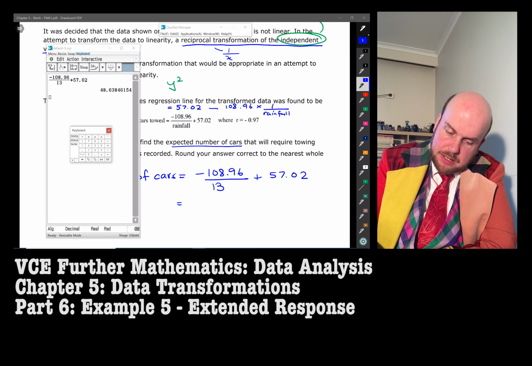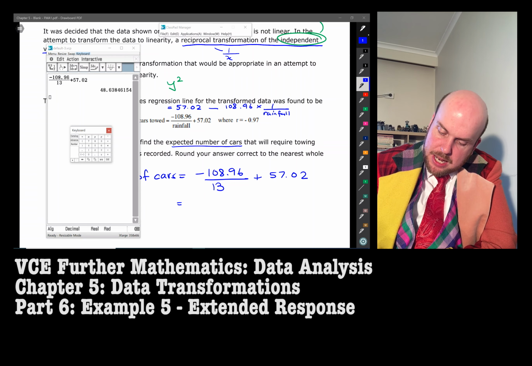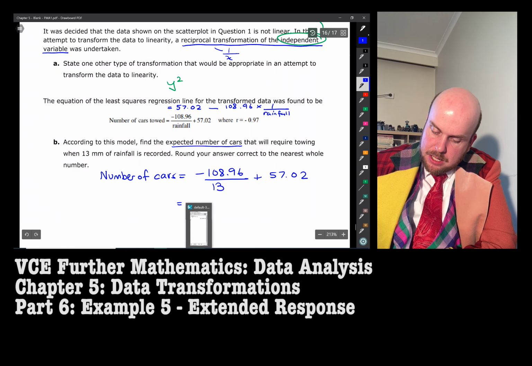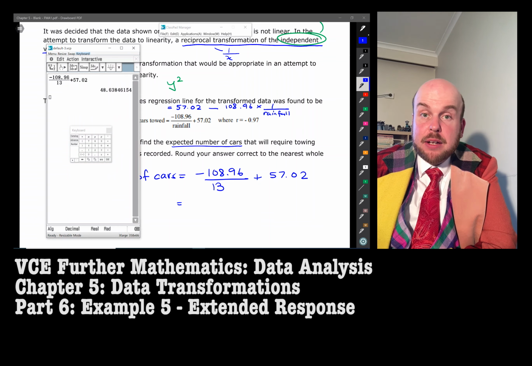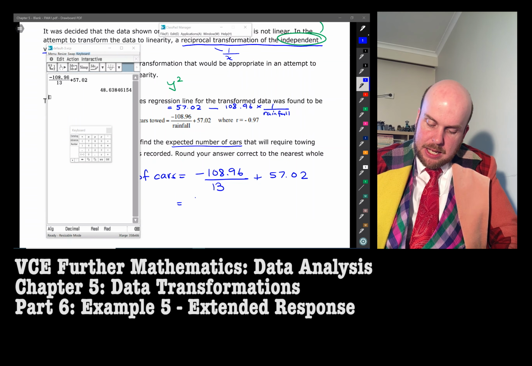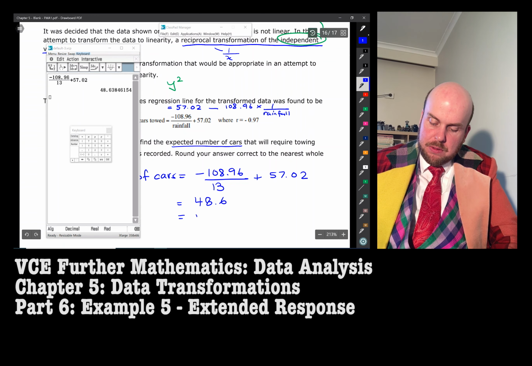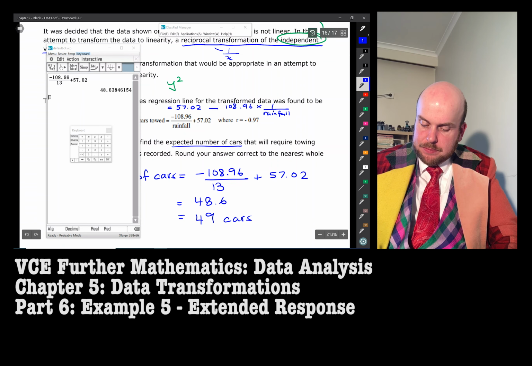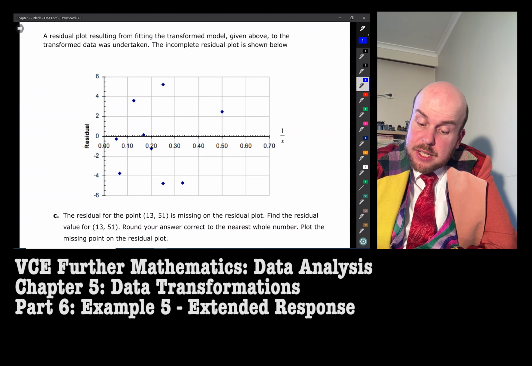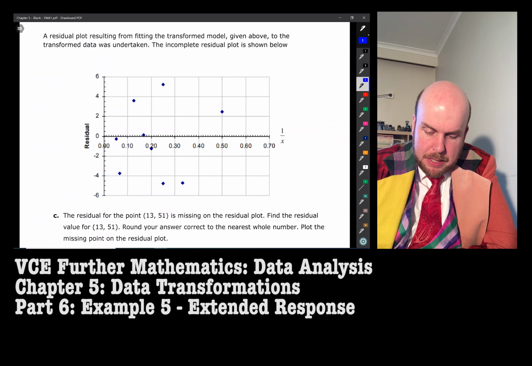We get 48.638. Now, the question says, round your answer correct to the nearest whole number. So this we'll need to round up because it says 48.6. So that is equal to 49 cars.